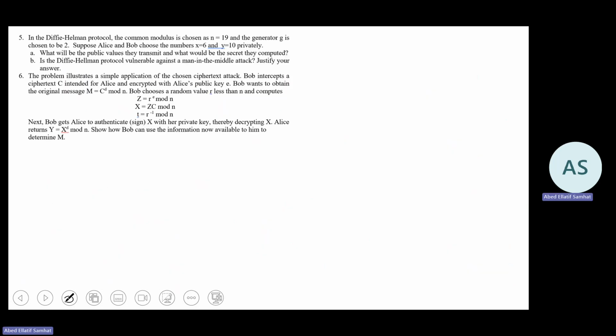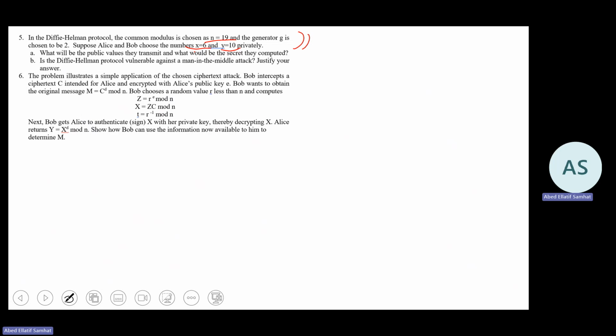For exercise 5, you have Diffie-Hellman. It's very easy. You have the generator, you have N, and you have X and Y. Suppose that Alice and Bob choose the private numbers. Alice chooses 6 and Bob chooses 10, and the generator G is 2. What will be the public and the private keys?